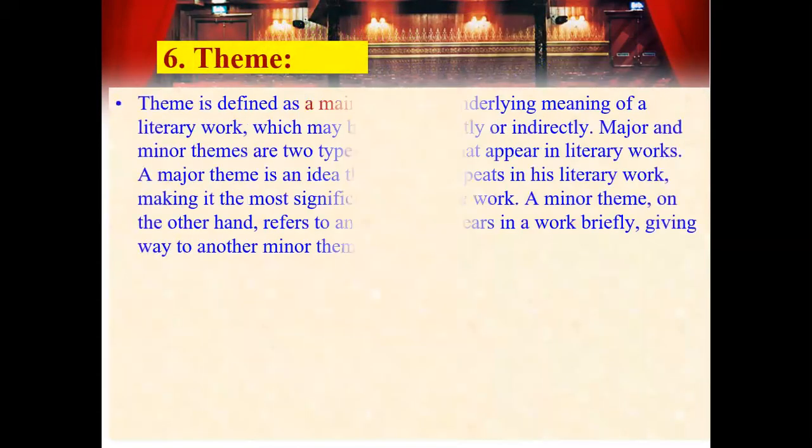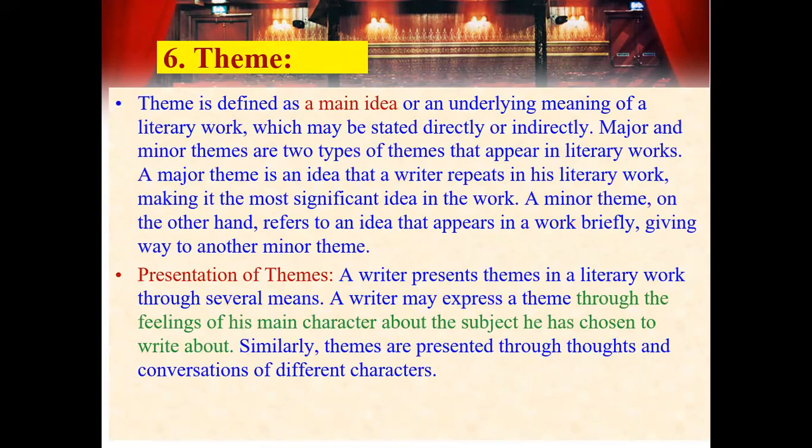Number 6, theme. Here, theme is defined as the main idea or an underlying meaning of the literary work, which may be stated directly or indirectly. Major and minor themes are two types of themes that appear in literary works. A major theme is an idea that the writer repeats in his literary work, making it the most significant idea in the work. A minor theme, on the other hand, refers to an idea that appears in a work briefly, giving way to another minor theme.